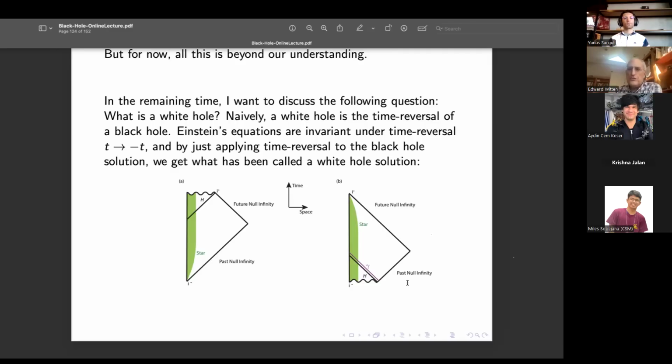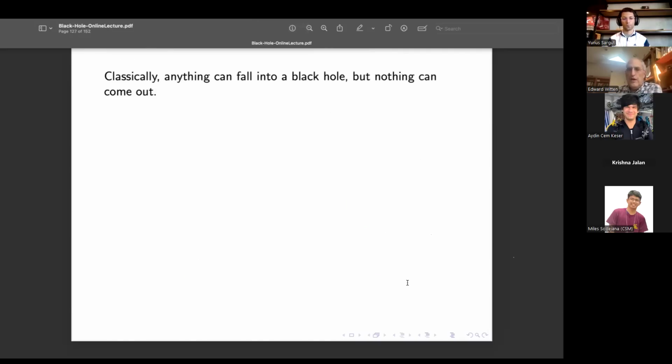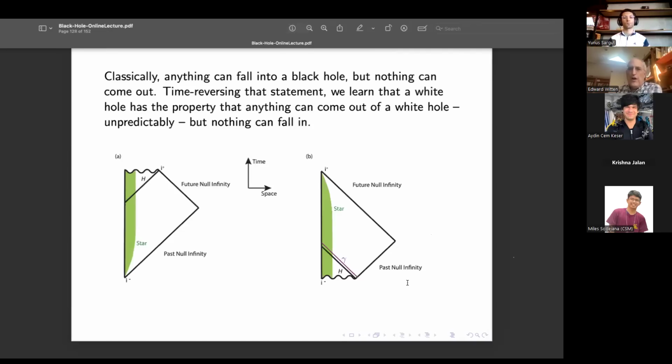So the white hole solution, although it might seem strange, is simply the time reversal of the black hole solution and makes perfect sense as a classical solution of Einstein's equations. To summarize, in A, we see the collapse of a star to make a black hole. In B, a white hole spontaneously converts into a star. Classically, anything can fall into a black hole, but nothing can come out. Time reversing that statement, we learn that a white hole has the property that anything can come out, but nothing can fall in.